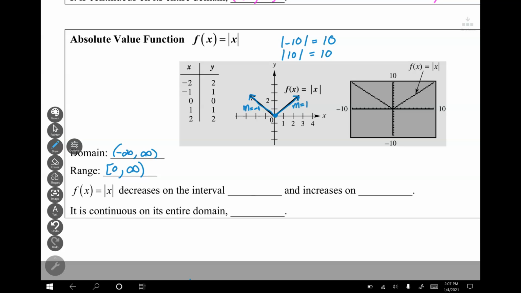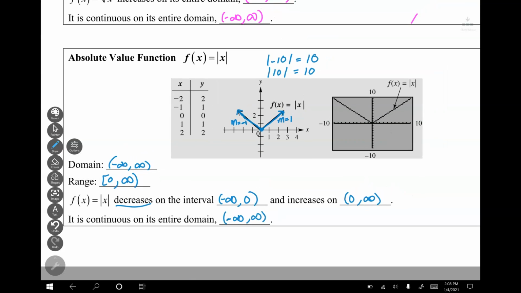The function is decreasing on the interval. Okay, where's the slope negative? It looks like that will be on the left, the whole left side of the graph, negative infinity up to 0. And then it is increasing from 0 to infinity. And then it's continuous on the entire domain. I can sketch that graph without picking up my pen. So it's going to be continuous everywhere, negative infinity to infinity.